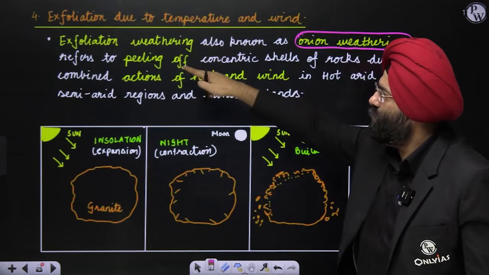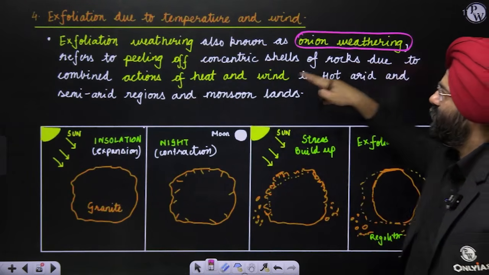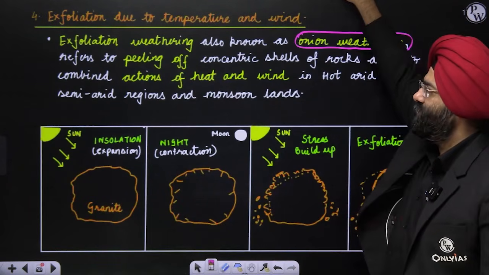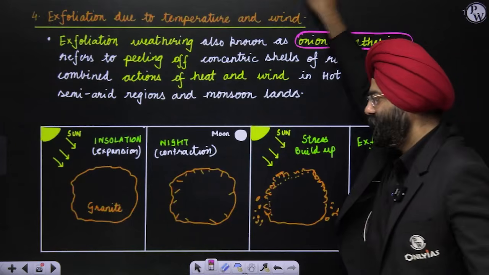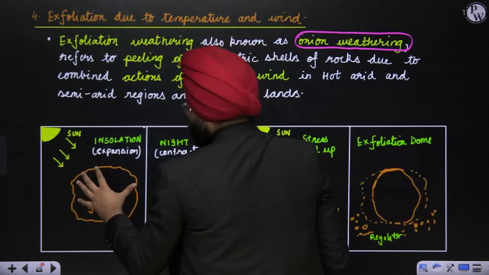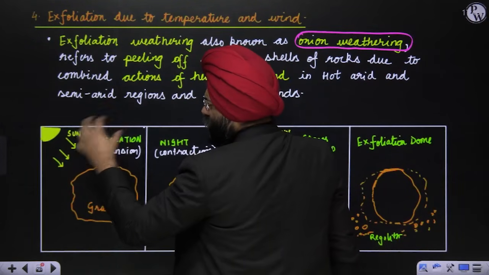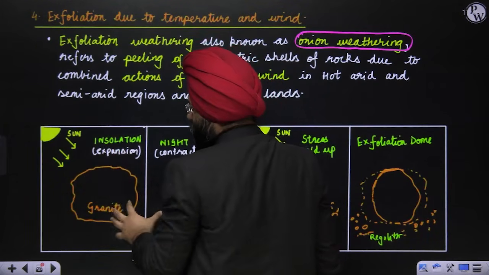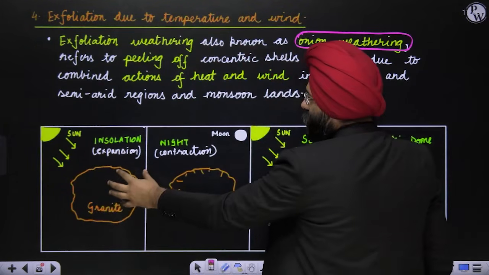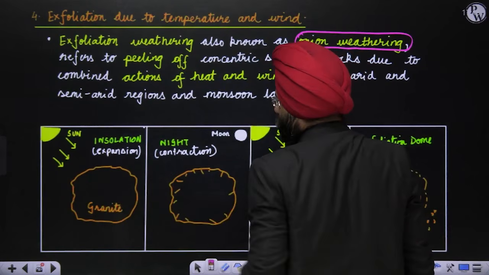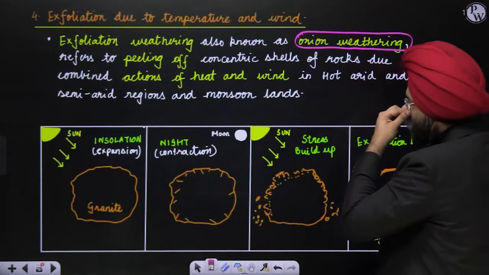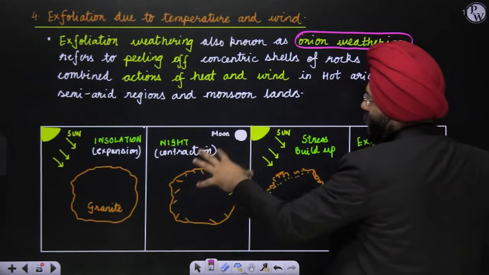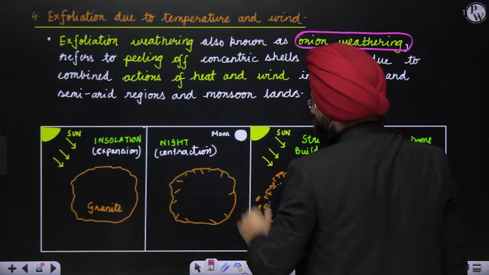So, the peeling off of concentric shells of rocks due to the combined action of heat and wind in hot, arid and semi-arid regions and monsoon land. So what is there? Let us see. Let us say this is a granitic rock where during the daytime a very high intensity of heat is being generated. Over here, it will lead to expansion of the granitic rock. Here the role of wind is also very important. During the night time, the contraction will take place. This will lead to development of cracks.